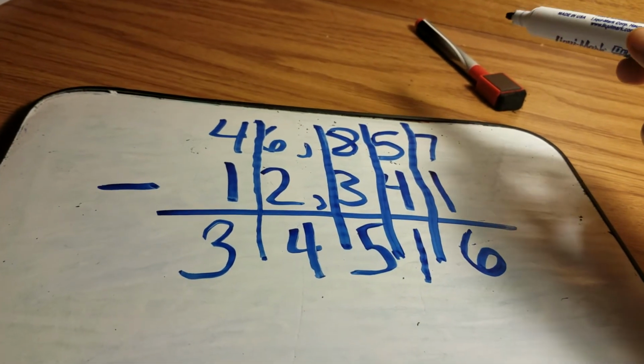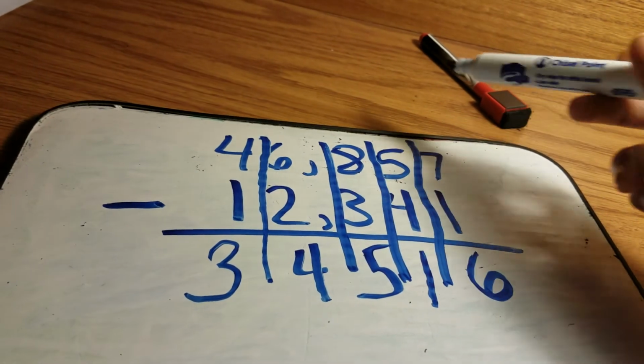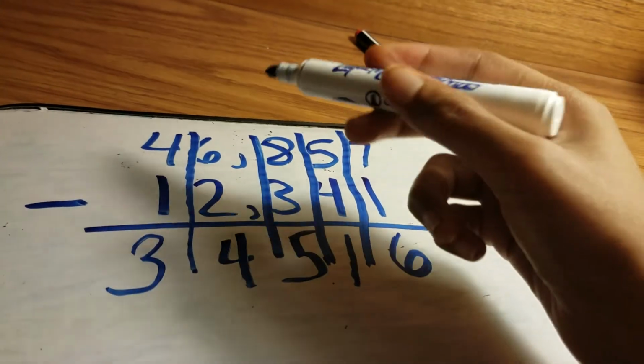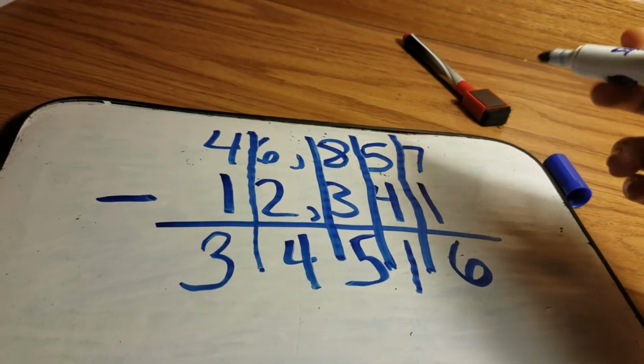So, what I strongly advise you guys to do when you're subtracting large numbers like this is to create columns like I did. So that way you don't get confused with which numbers you're subtracting.